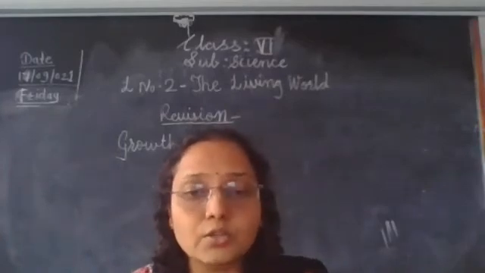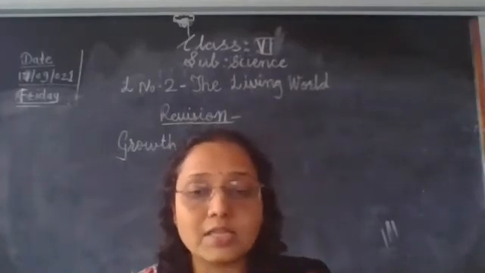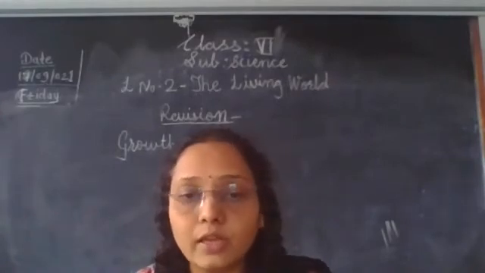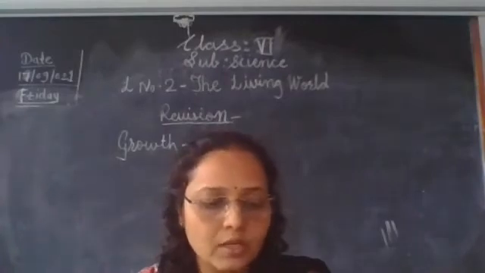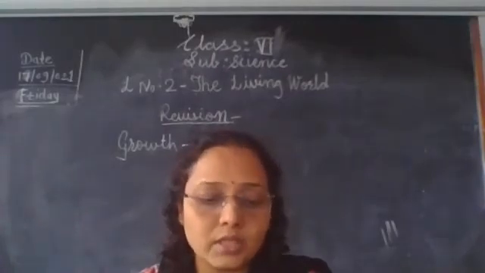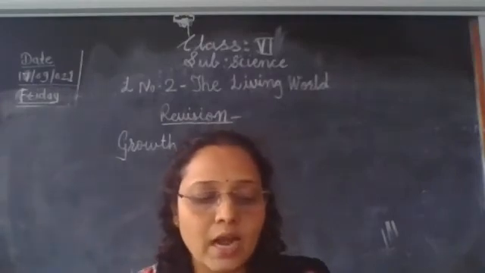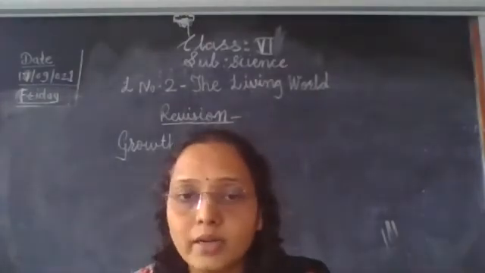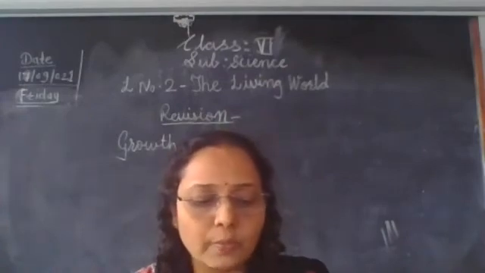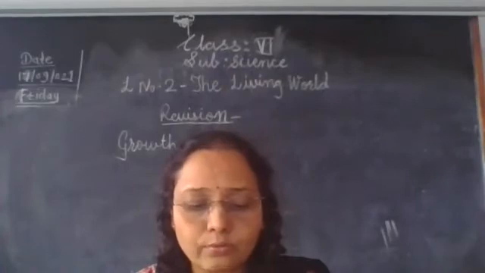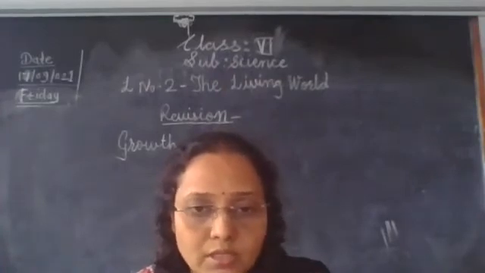We need energy to perform various work, various activities. We obtain the energy from the food we eat. So living organisms need food to perform various life processes and to grow and develop. Plants also need food. They can prepare their own food by the process of photosynthesis.